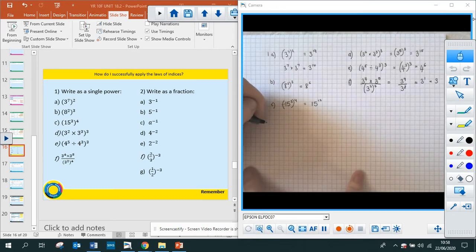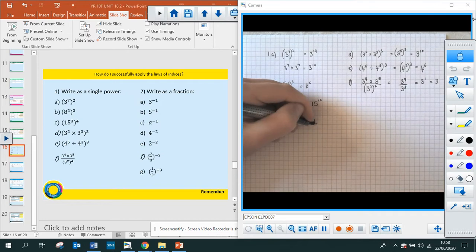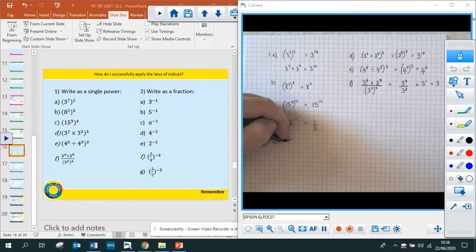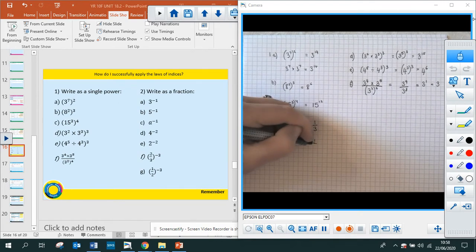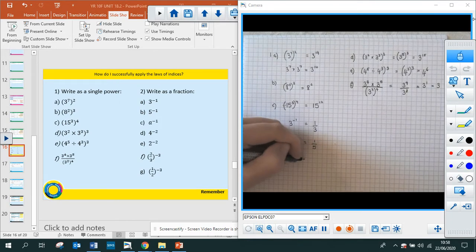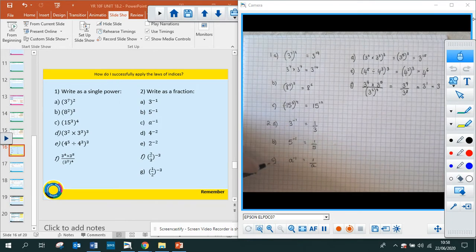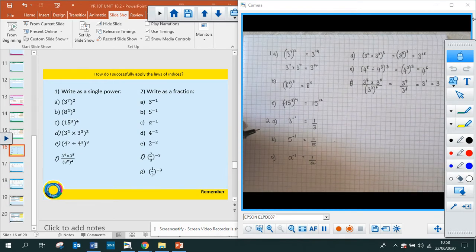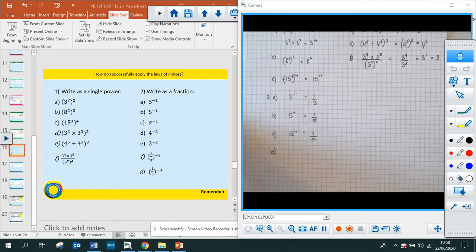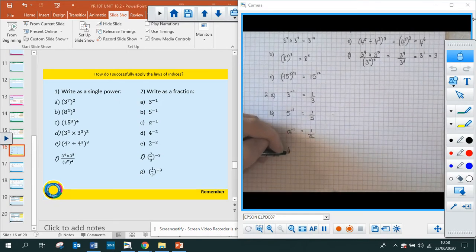Now, question 2. It says write as a fraction. So from last lesson, we know when we're raised to a negative 1, it's just looking for the reciprocal. So that should be 1 over 3. Okay? So B, we had 5 to the negative 1. So that's just 1 over 5. And C, we had A to the negative 1. So that's just 1 over A. Okay? For part D, we now have 4 to the negative 2.